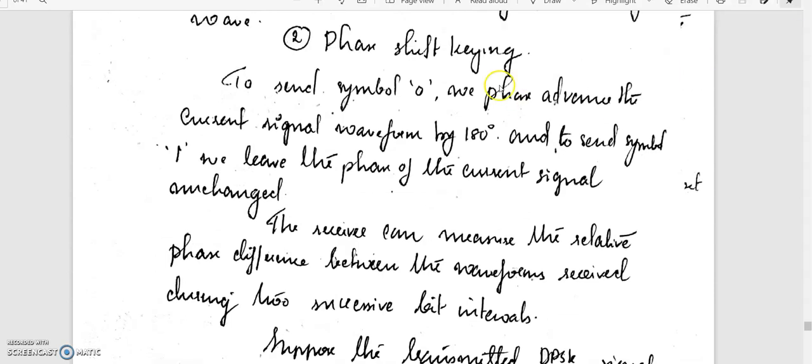Here, if I have a symbol 0, we phase advance the current signal by 180 degrees. So if I have to send a symbol 0, I advance the phase of the current waveform by 180 degrees. If I have to send 1, I leave the phase of the current signal unchanged.